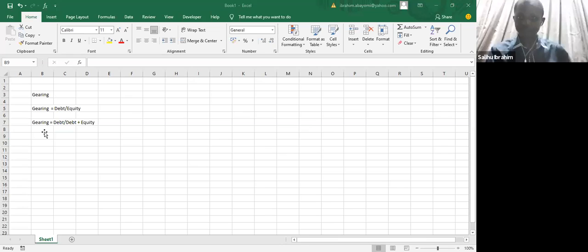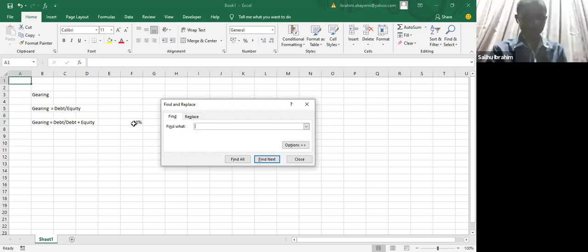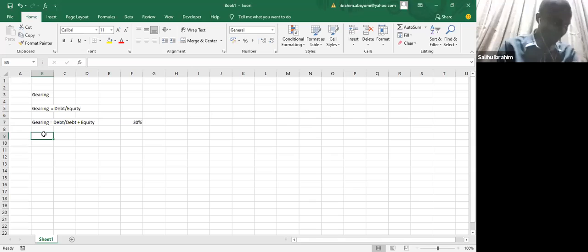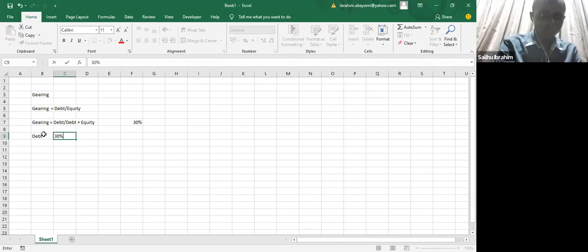Now, whichever way you want to compute, the question will give you a direction. Like for TT, this is what the question gave us: debt over debt plus equity. That is what the question gave us as the basis of computing our work. Now, we're told that debt over equity plus debt is 30%, right? Now, the interpretation of this is that your debt is 30%.